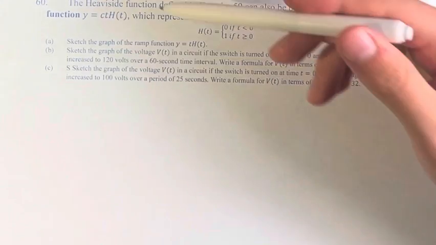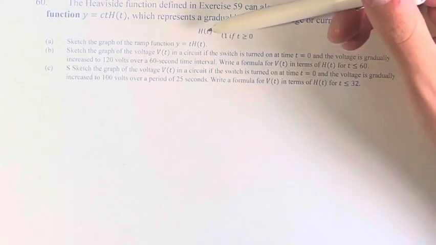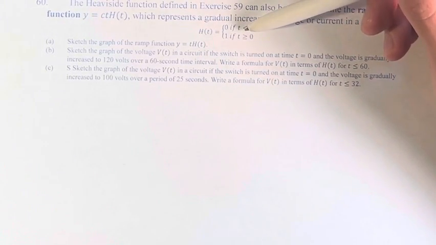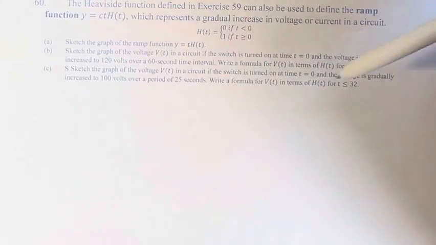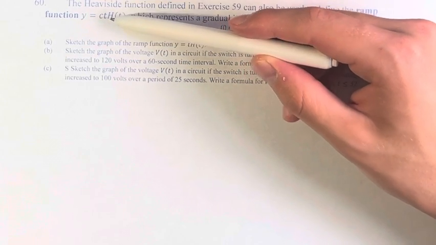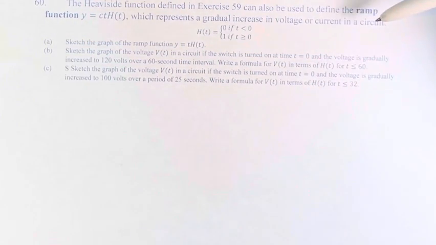In this problem, we're told that the Heaviside function defined in exercise 59, which we have down here, h of t is equal to 0 if t is less than 0 and 1 if t is greater than or equal to 0, can also be used to define the ramp function y is equal to c t h of t, which represents a gradual increase in voltage or current in a circuit.